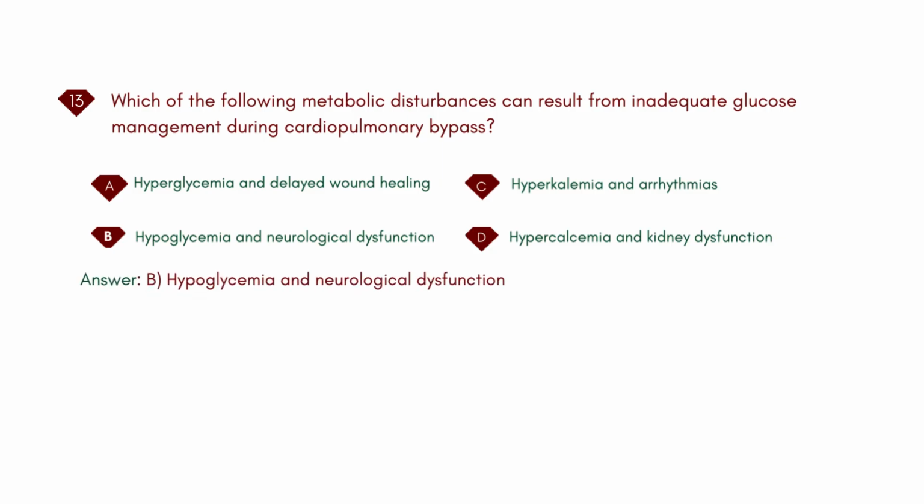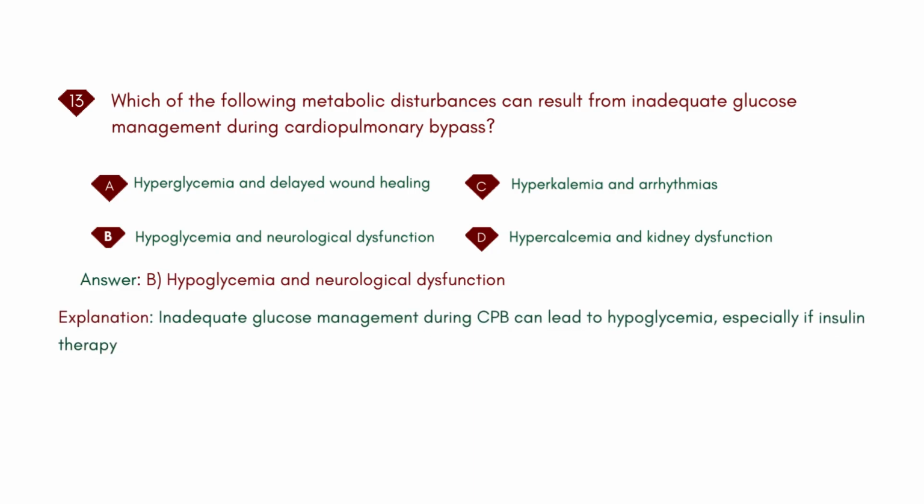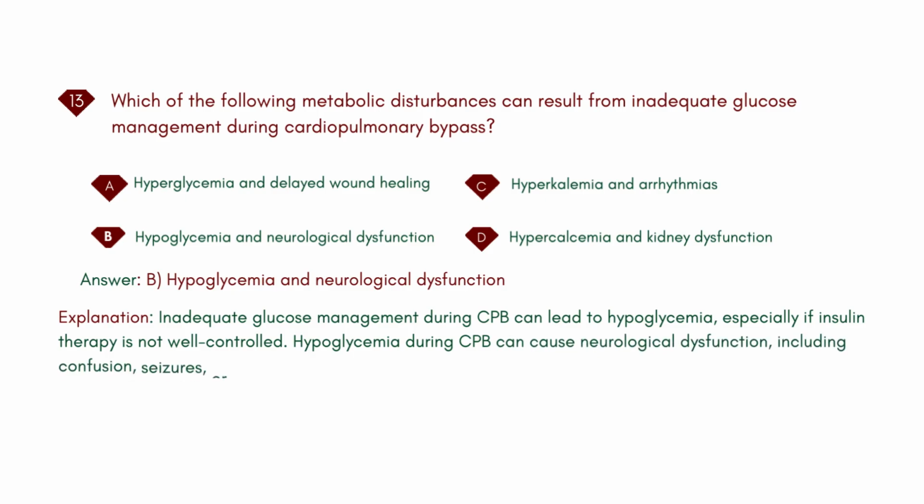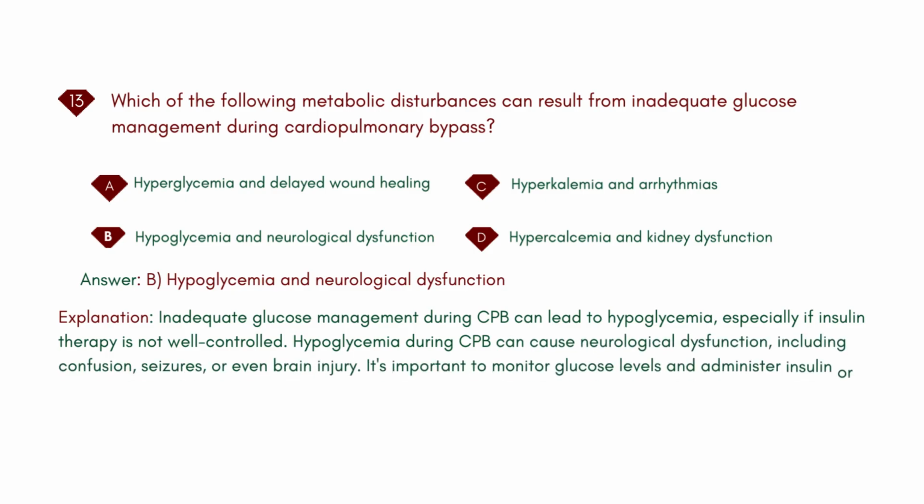Hypoglycemia and neurological dysfunction. Explanation: inadequate glucose management during CPB can lead to hypoglycemia, especially if insulin therapy is not well controlled. Hypoglycemia during CPB can cause neurological dysfunction, including confusion, seizures, or even brain injury. It's important to monitor glucose levels and administer insulin or glucose as necessary to prevent this complication.